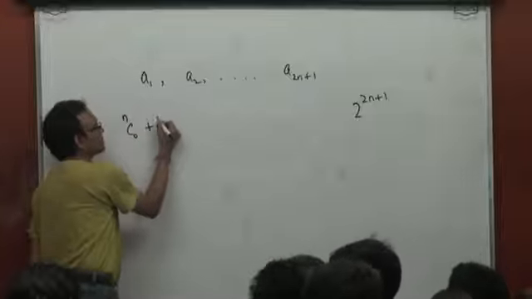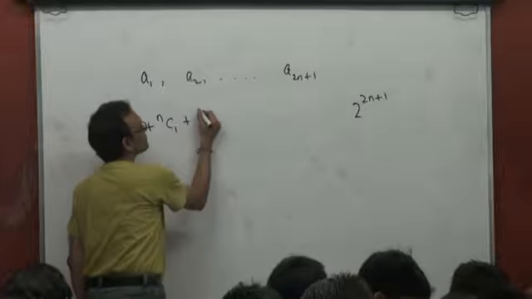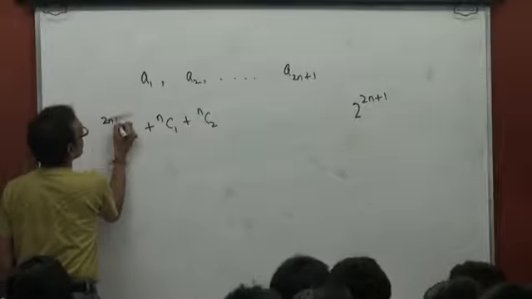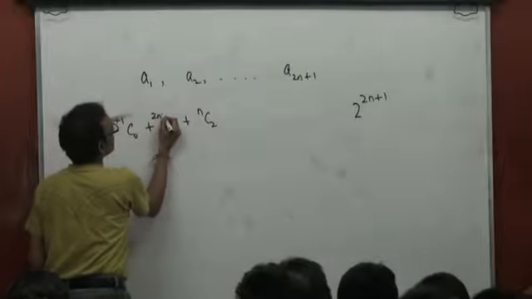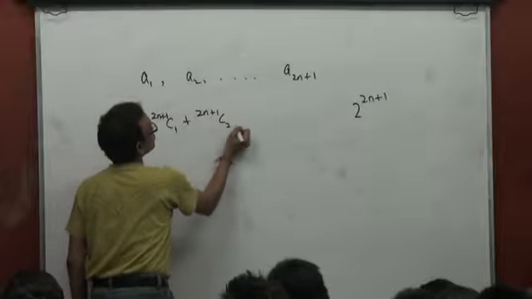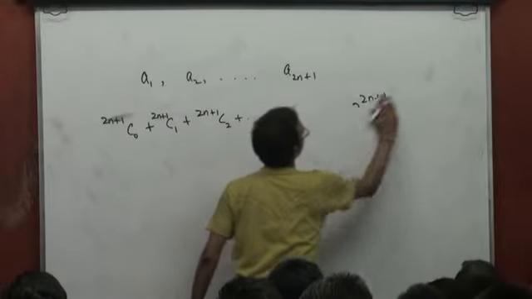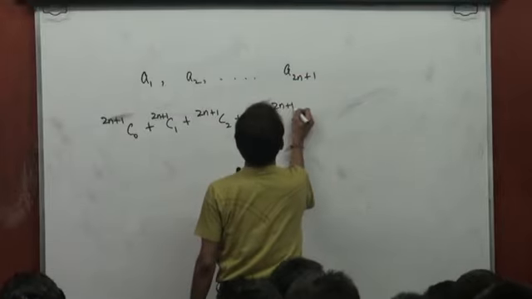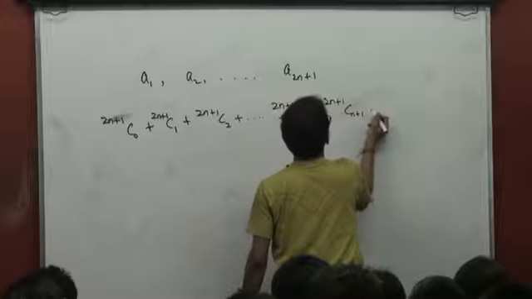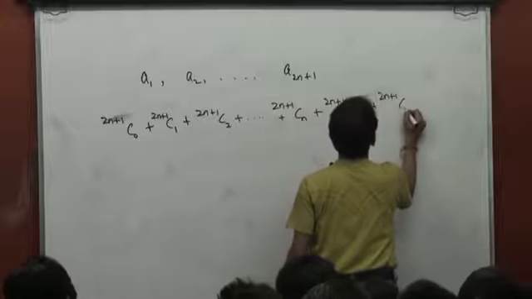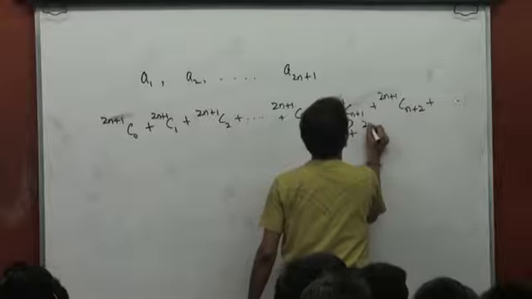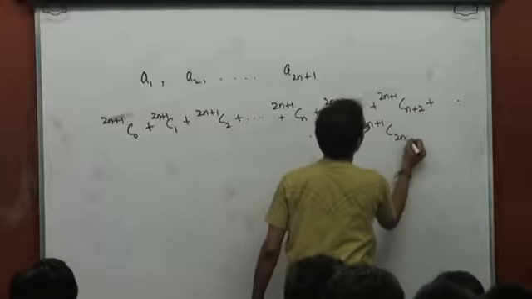Now, number of subsets of size 0 would be 2n plus 1, C0, right? Number of subsets of size 1 would be 2n plus 1, C1. Of size 2, 2n plus 1, C2. I'm sorry, there are 2n plus 1 elements here, by the way. So, 2n plus 1, C0. 2n plus 1, C1. 2n plus 1, C2. 2n plus 1, Cn. 2n plus 1, Cn plus 1. 2n plus 1, Cn plus 2. 2n plus 1, C, 2n plus 1.